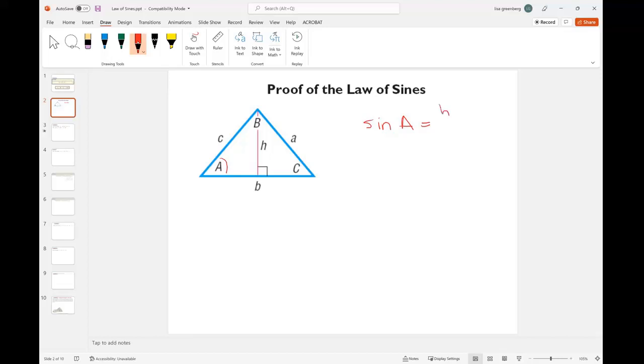And then if I wanted to find the sine of C, it's going to be H over A, right? Okay, so they have the same heights for sure. So if I solve both of these for H, then I'll get H equals C sine of A.